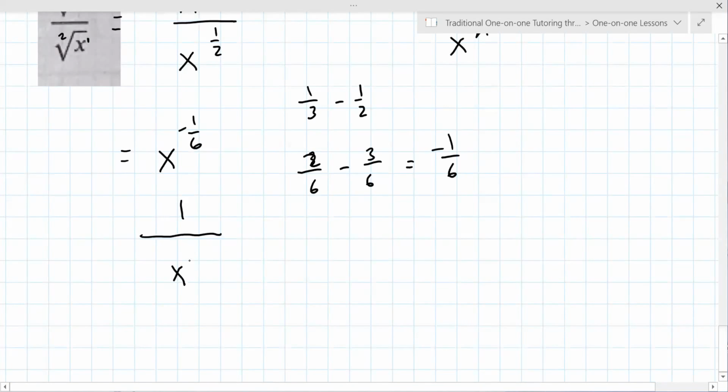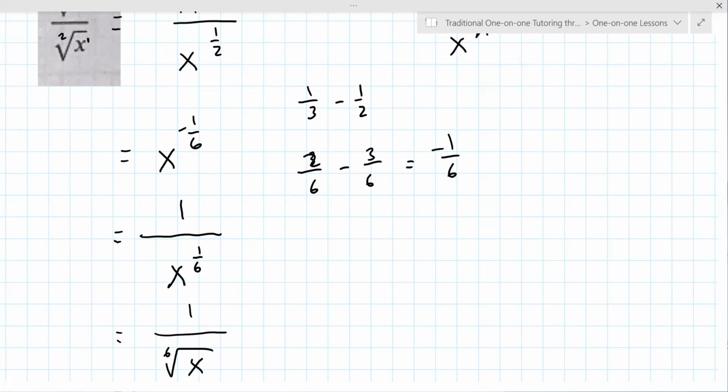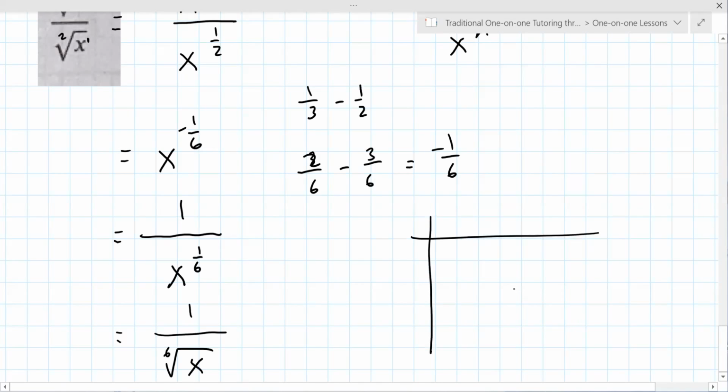So other variations in the way this could be written: 1 over x to the 1/6. That would be okay, although I think this top one's fine. You could also go 1 over the 6th root of x. That would also be acceptable. So for the last one on the right, the 4th root of y to the -3 power, one final answer is y to the -3/4, or 1 over y to the 3/4. It's very similar to the one we just did.